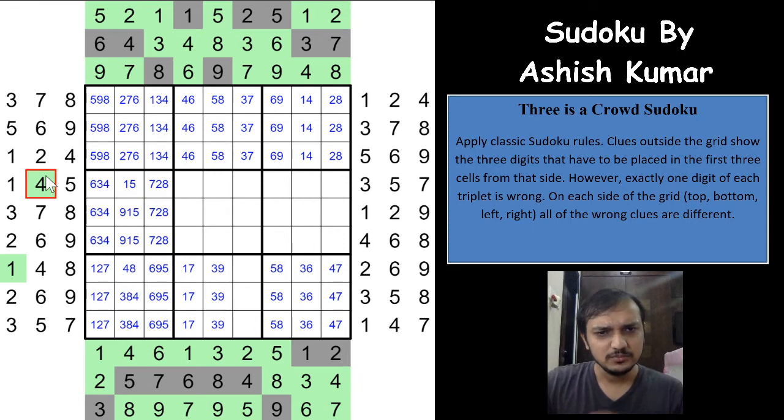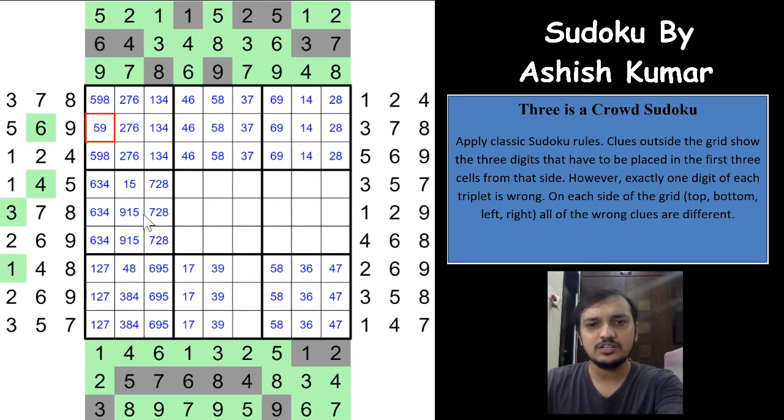The same logic can be applied: 5 and 9, 5, 9 and 8, which means 8 cannot be here and 6 has to be correct, right? 3, 7, 8, nothing here. 1, 2, 4, nothing here. 3, 7, 8, so 7 and 8, which means 3 has to be correct and 2 cannot be placed here.